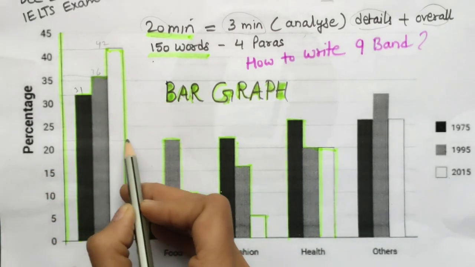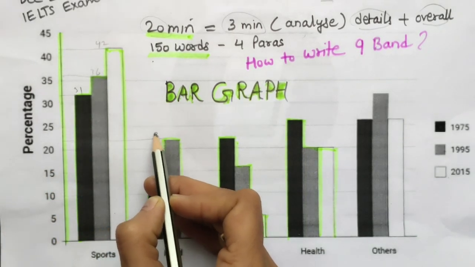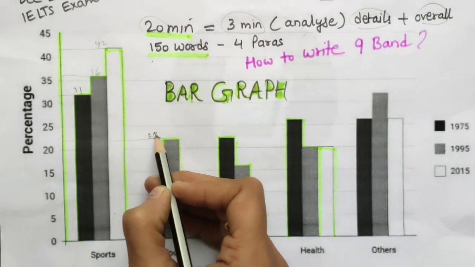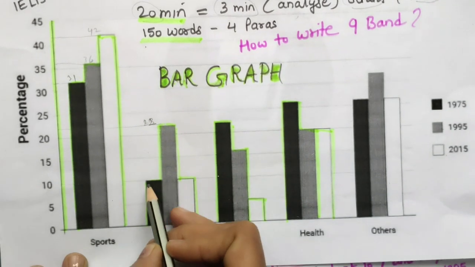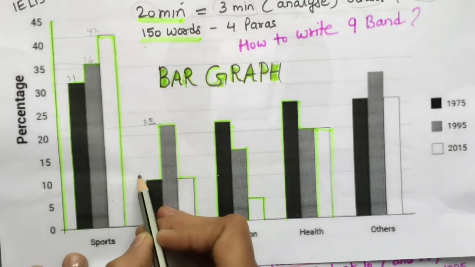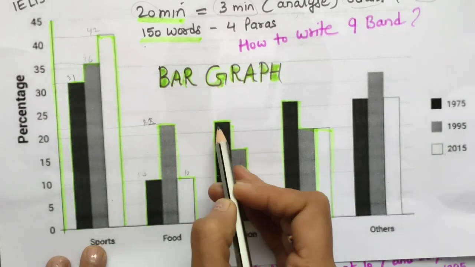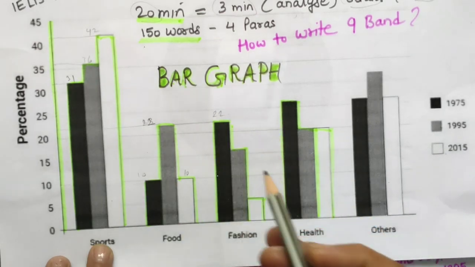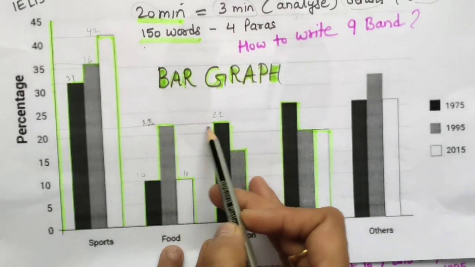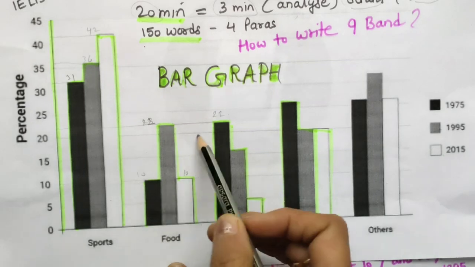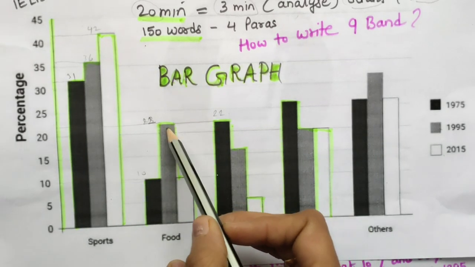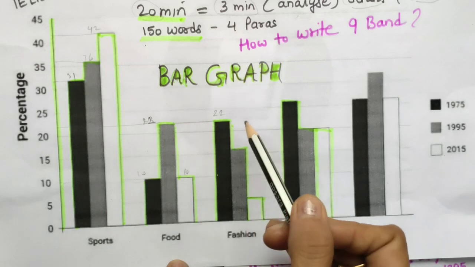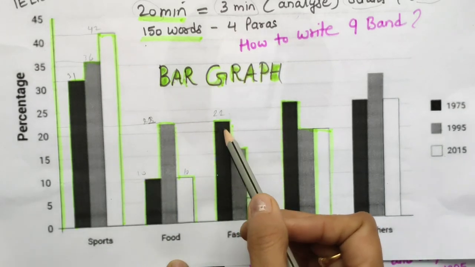Here 23 you can write, or 22 you can write here. And this is exactly 10, this is also exactly 10, this is almost similar. So it means you can combine fashion and food. Yes, you can combine because these are the least ones, but this is black, this is gray.